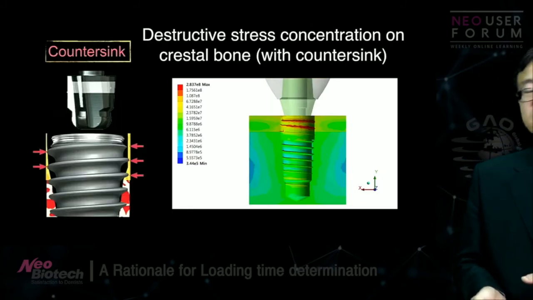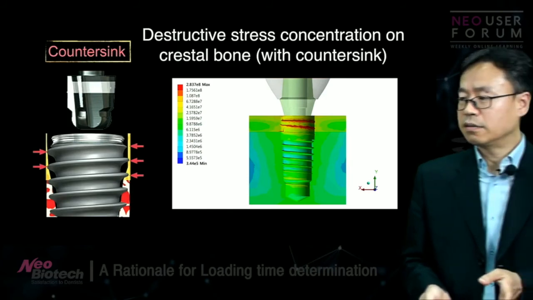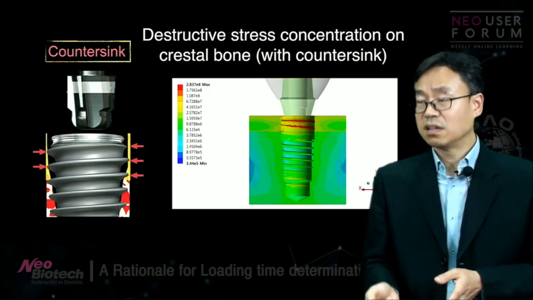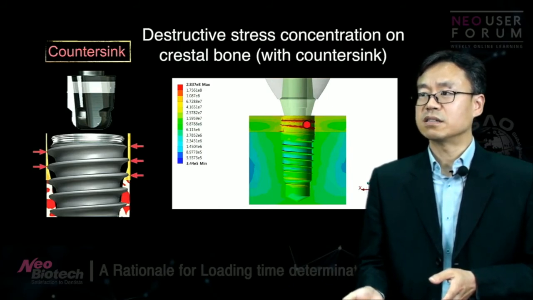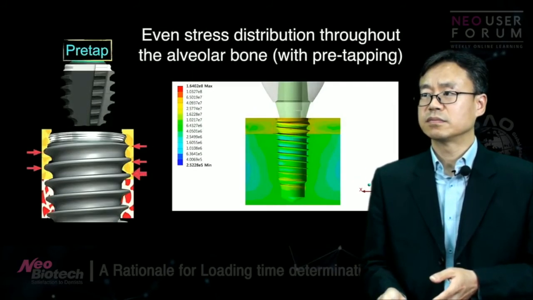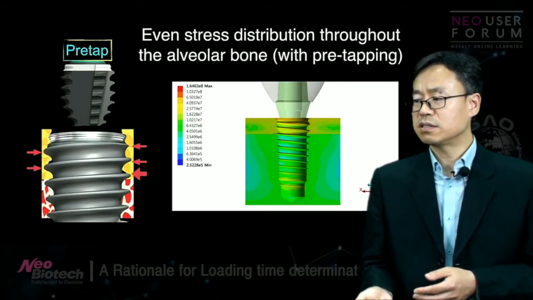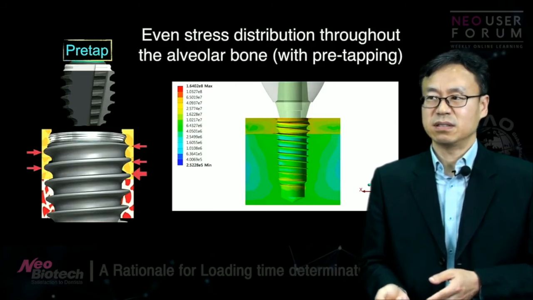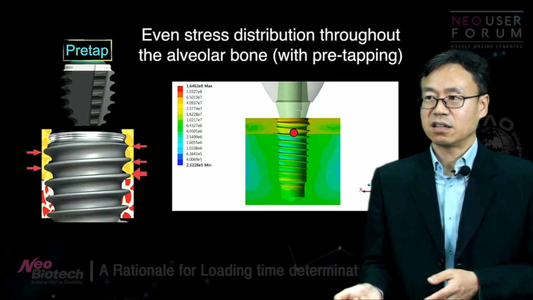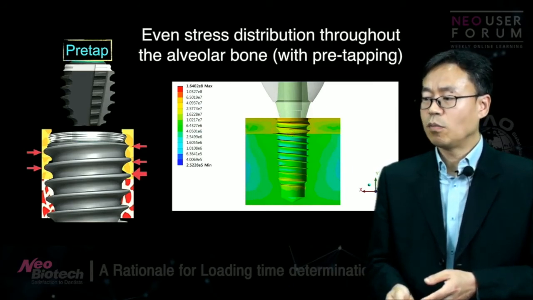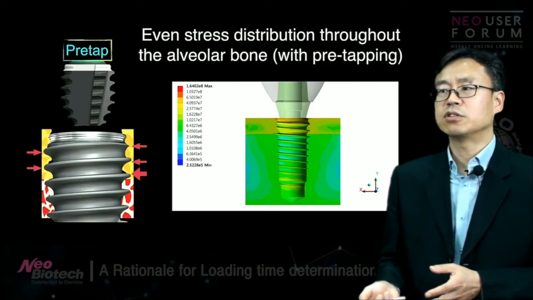Although this is a finite element analysis, a destructive stress can get concentrated on the thread peaks in crestal cortical bone, like this, which is shown in red. This is too much stress on the crestal bone. Whereas the occlusal stresses are uniformly distributed in the crestal cortical bone when we use pre-tap. You don't really see the excessive stress on the critical crestal bone area. More desirable stress distribution can be achieved with pre-tap.